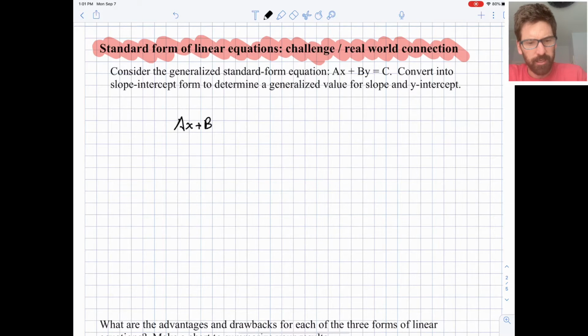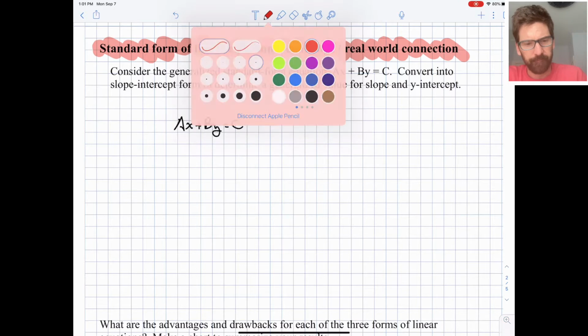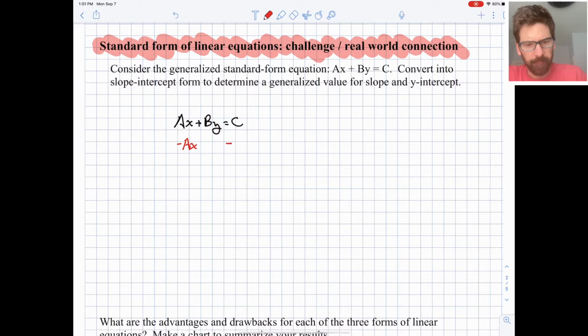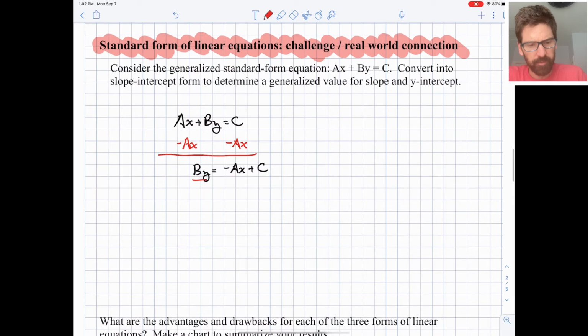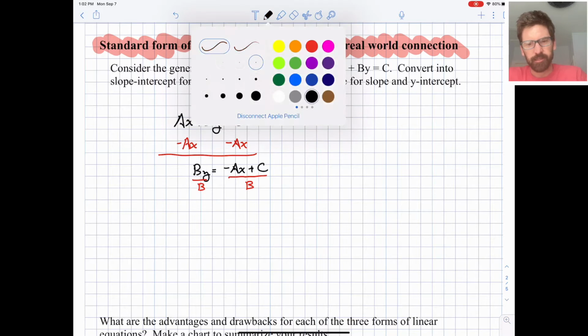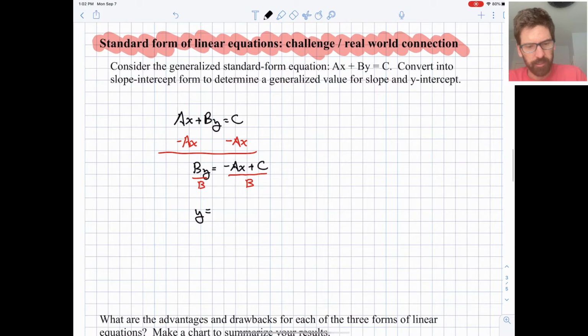Ax plus by equals c. We can subtract ax from both sides, and we will end up with by equals negative ax plus c. And then lastly, this will be a short problem, we can divide both sides by b. Okay, and that turns into y, so we isolated for y, equals negative a over b x plus c over b.